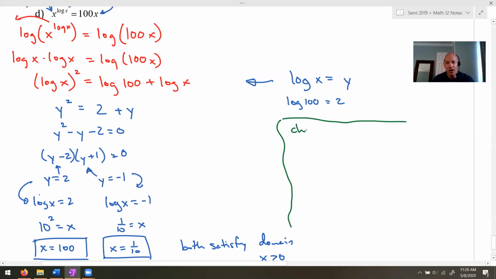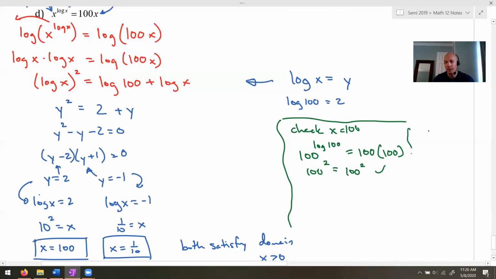So let's just check. X is equal to 100. So is it true that 100 to the power of log 100 is equal to 100 times 100? So if you realize 100 to the power of, what's log 100? That's 2. And then, of course, the other side, well, 100 times 100 is 100 squared. They are the same. It passes.